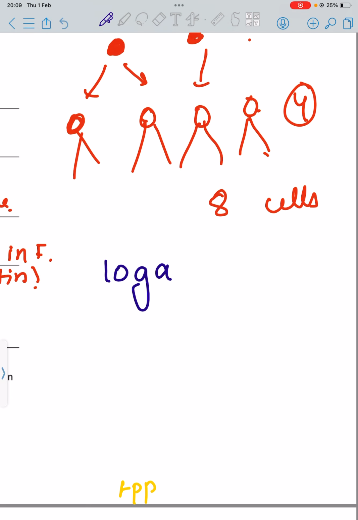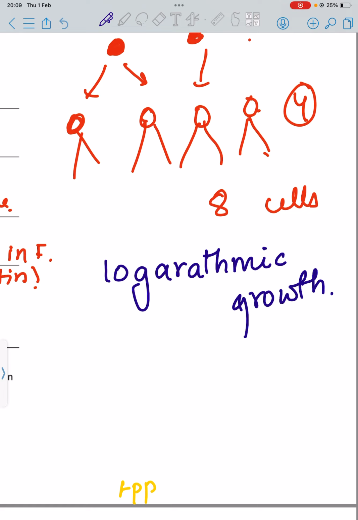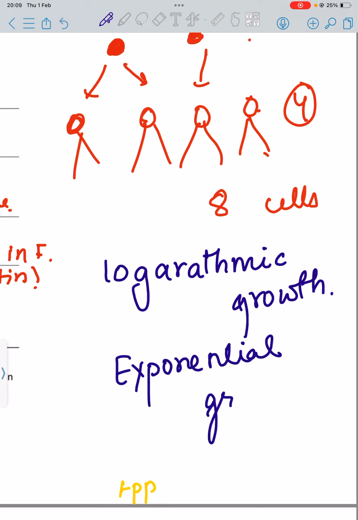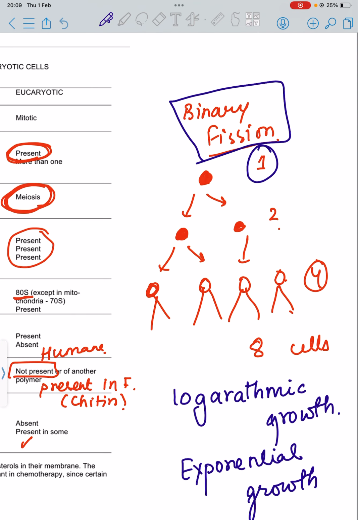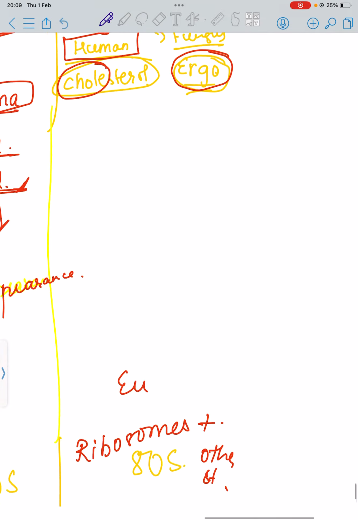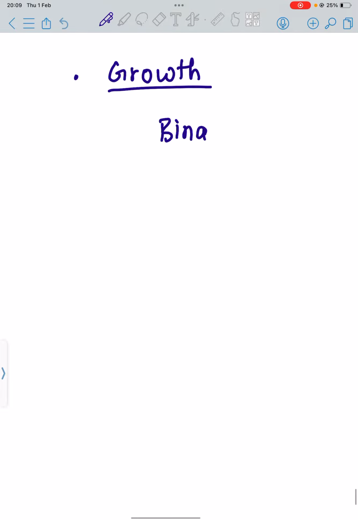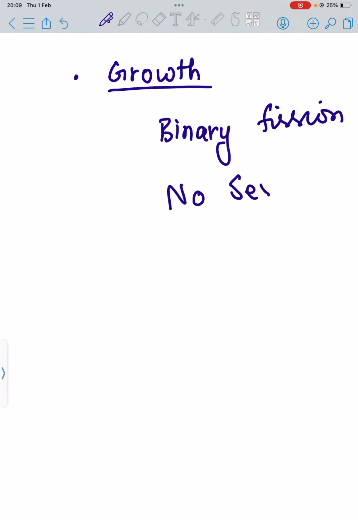So this logarithmic growth, or you can say exponential growth, is known as binary fission. 1 to 2, 2 to 4, 4 to 8. Clear? This is binary fission. Now, growth. Right. We said binary fission is the pattern of growth. No sexual growth or no sexual reproduction.